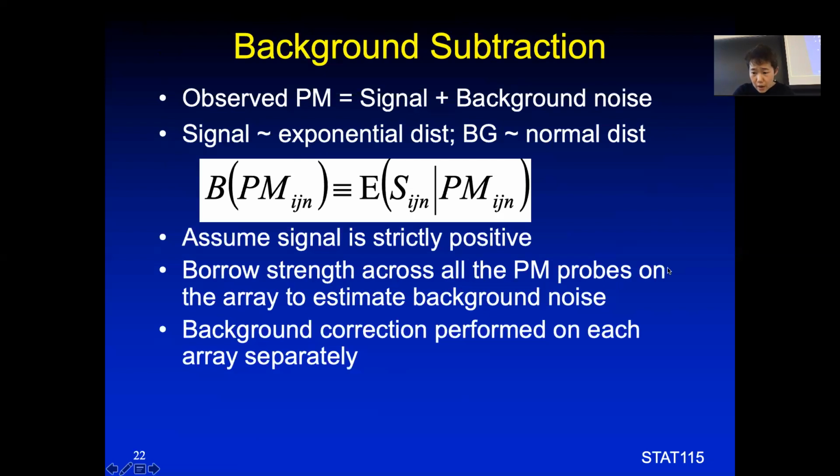Usually, based on the data, RMA discovered that the real signal is an exponential distribution, which is like this, which means a lot of genes are maybe not expressed. Some genes express a little bit. Few genes are expressed at a very high level. The background is usually considered to be a normal distribution.